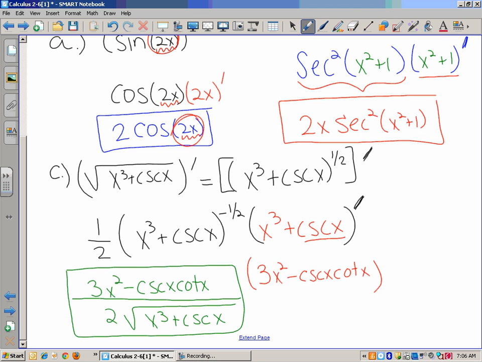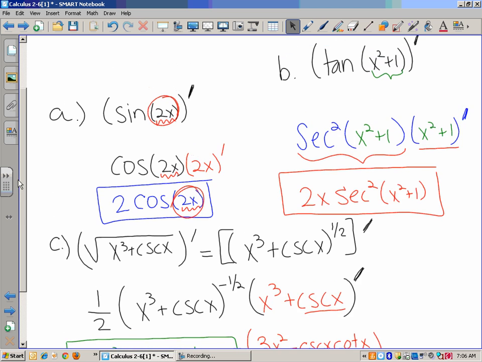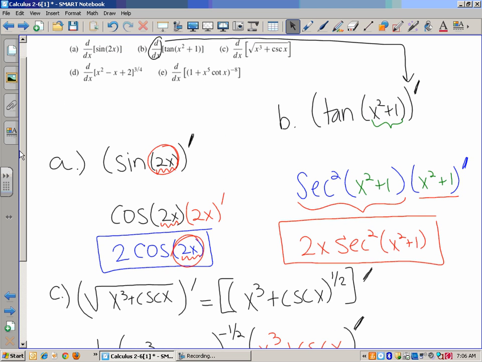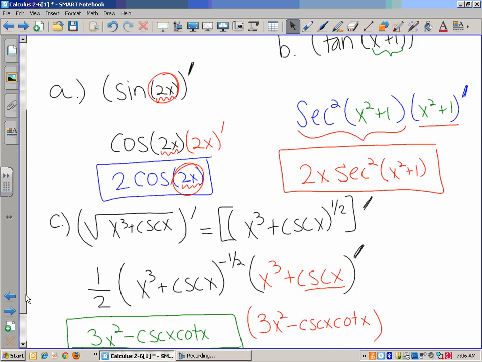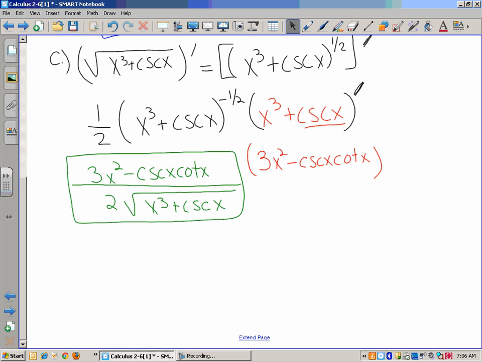Okay, that is done. All right, scrolling back up just so I can see the D and E. And of course, I'm probably going to screw this up, so I'm going to write it on the board next to me for a second. And then 1 plus x to the 5th cotan x to the negative 8th. Okay, so let's go ahead and tackle D.